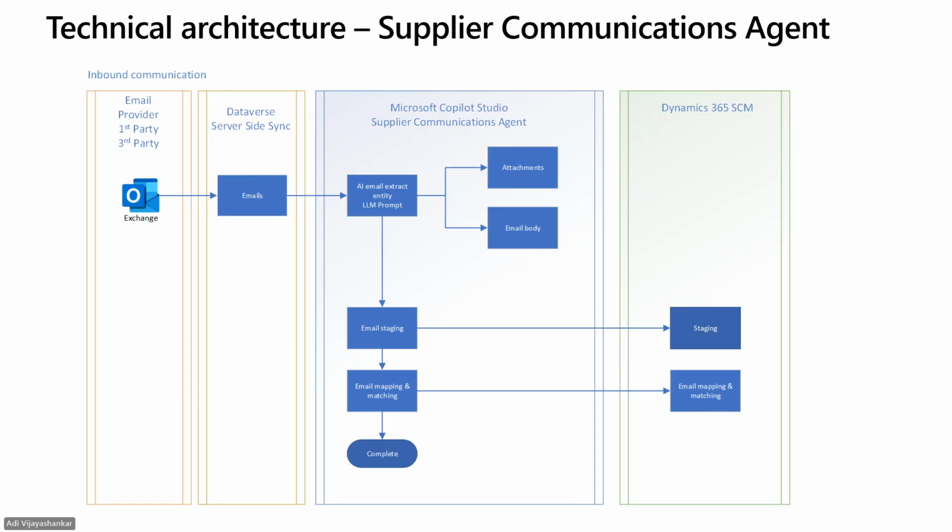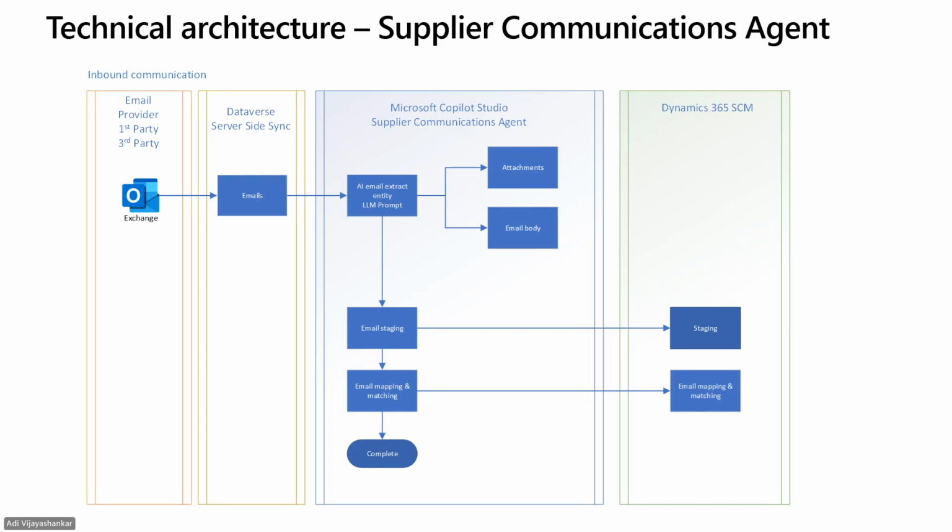Once we've extracted this information, we're populating first staging tables on Dataverse. Then the next thing we do is that we make sure we have this data also staged on our Dynamics 365 SCM or F&O side. Once staged, we begin the mapping and matching process.